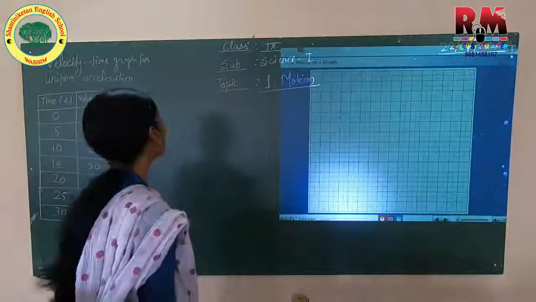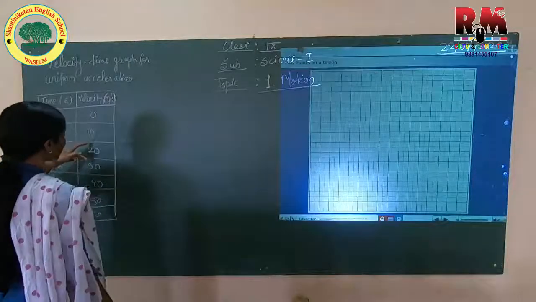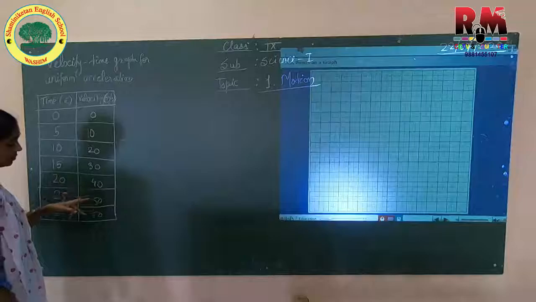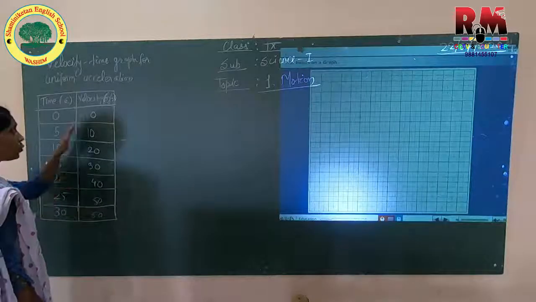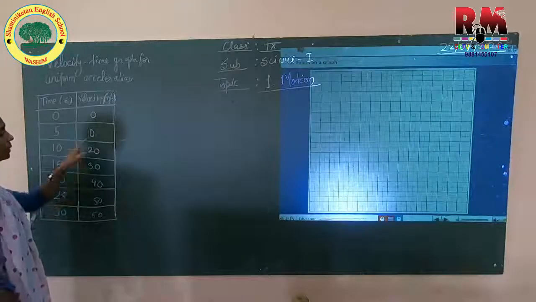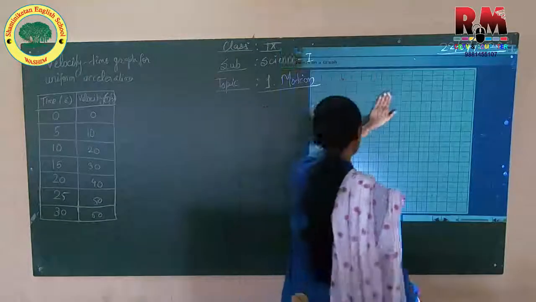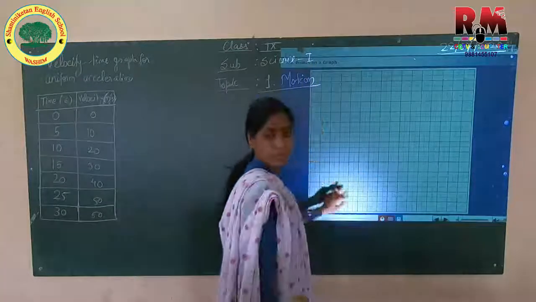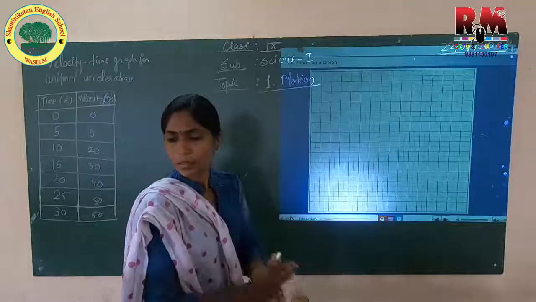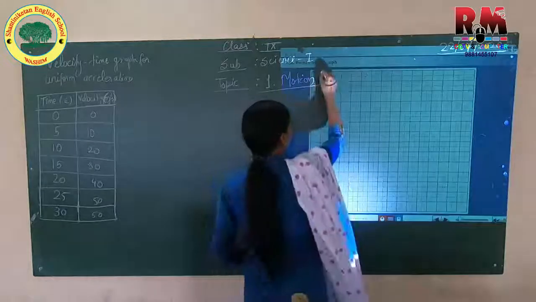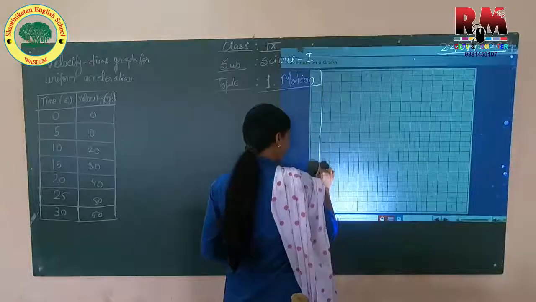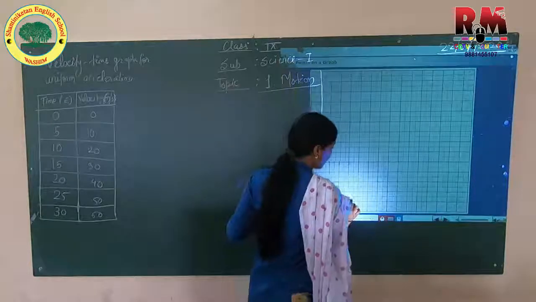So from the table, you will come to know that this change is constant. Throughout it is not uniform, but here the change is constant. So let us plot the graph of time and velocity.